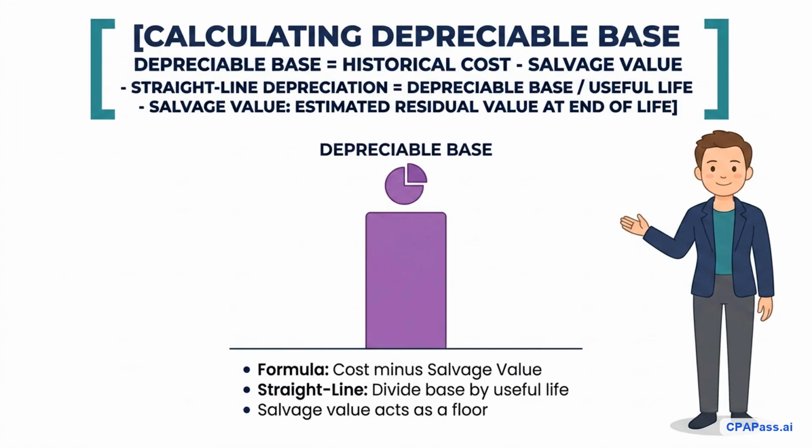To find the accumulated depreciation component of our net book value formula, we must first calculate the depreciable base. The depreciable base is equal to the historical cost minus the estimated salvage value. Under the straight line method, you divide this depreciable base evenly by the useful life to find the annual depreciation expense. For example, if a machine has an $85,000 historical cost and a $5,000 salvage value, the depreciable base is $80,000. If the useful life is 10 years, your annual depreciation is $8,000. Never depreciate the asset below its salvage value.